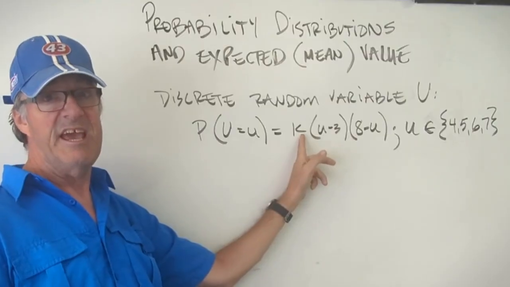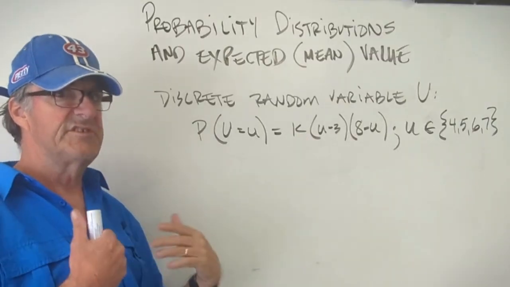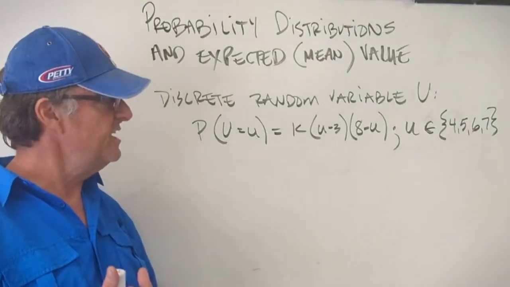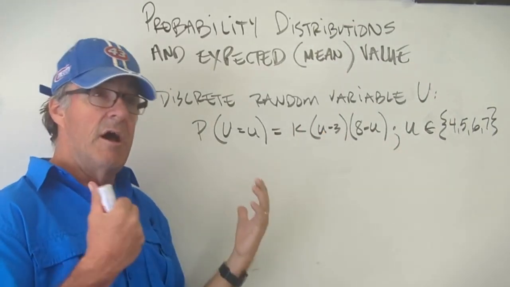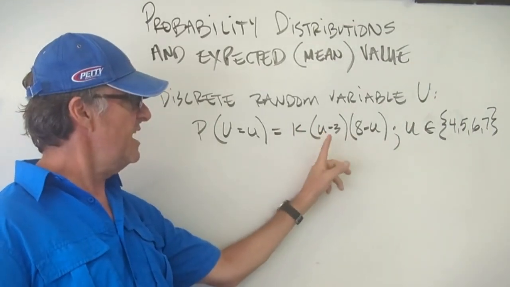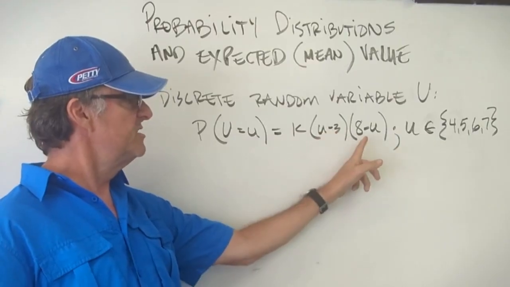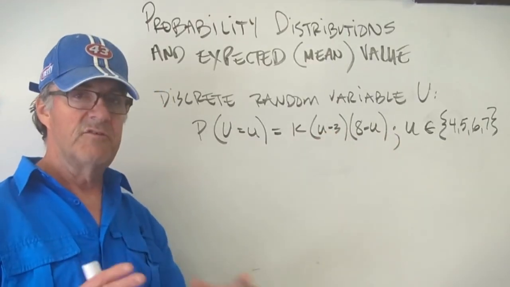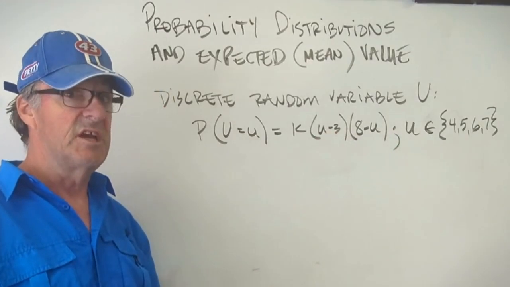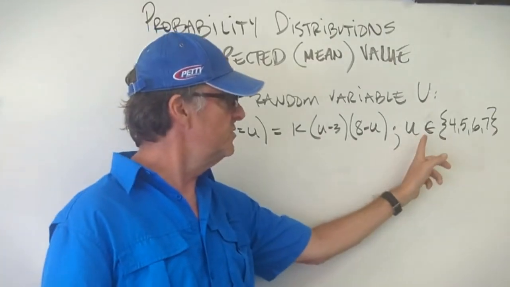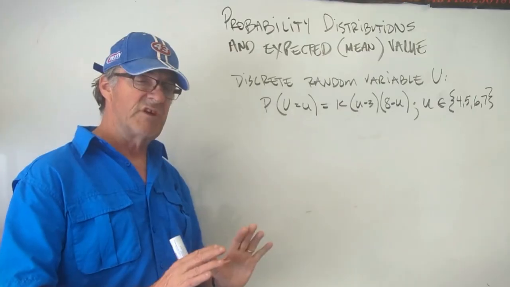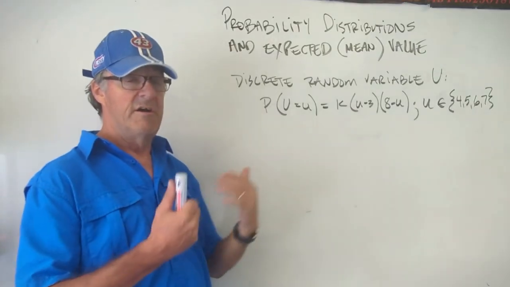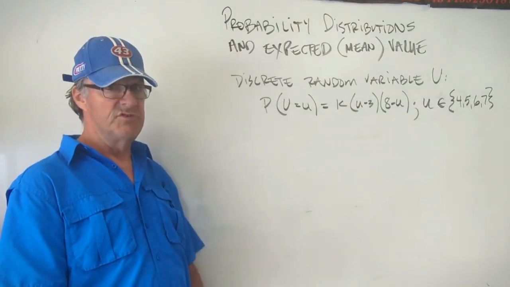Now whenever you see k here, you're going to have to think, oh, this is something we have to figure out what it is, and that is true. We're going to find our value by taking k and multiplying it by u minus 3 times 8 minus u, and then of course they're going to give us some values that we can use for u. So u is an element of this set, 4, 5, 6, 7. So that's going to make it pretty straightforward. There's only going to be 4 values in our distribution.